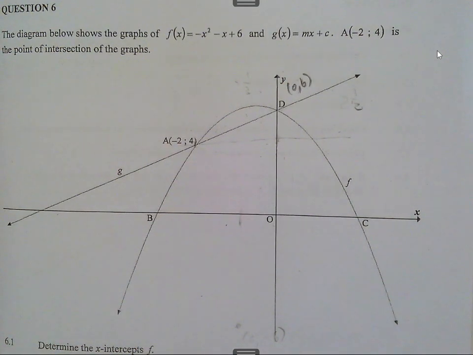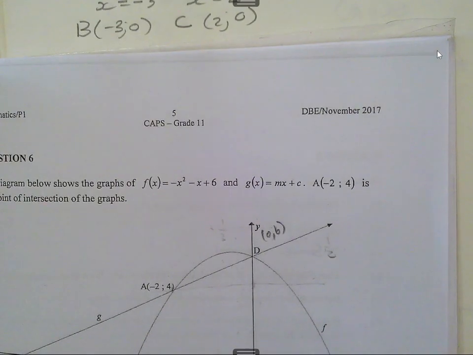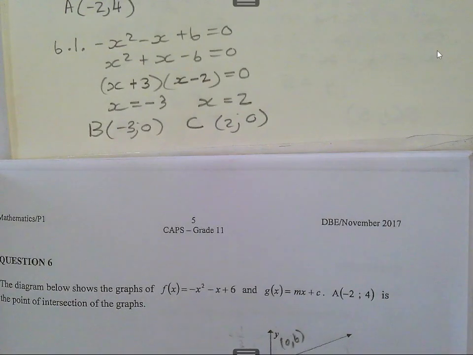Question 6.1. Determine the x-intercepts of f. How do we find x-intercepts? Let y be equal to 0 and then we factorize. We have the trinomial, so we can factorize. I'm going to put it on here. I hope you all would have been able to do that without me doing it. You can quickly copy there.